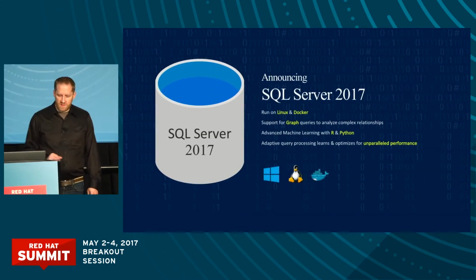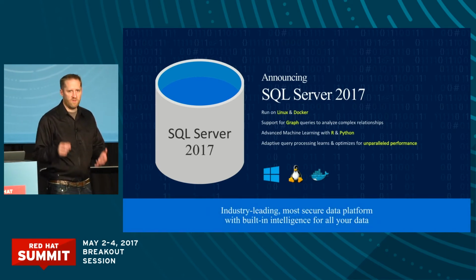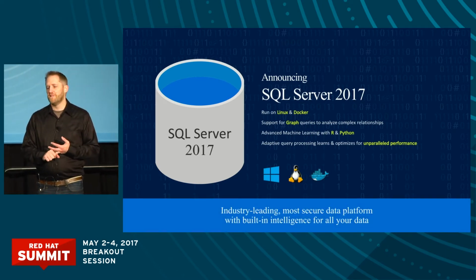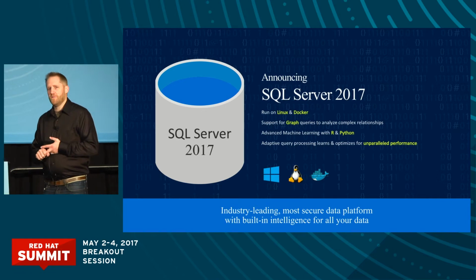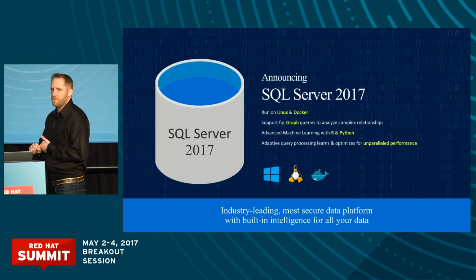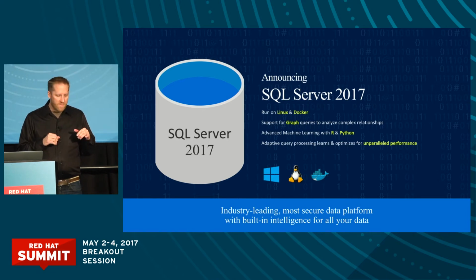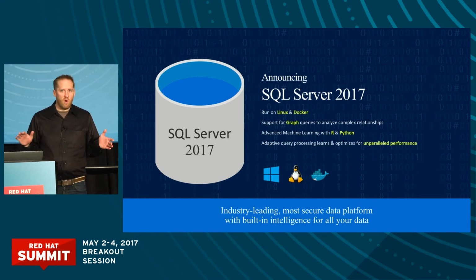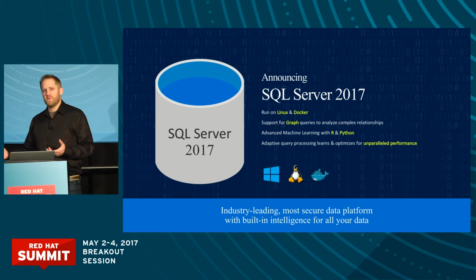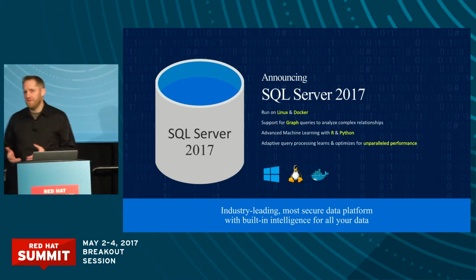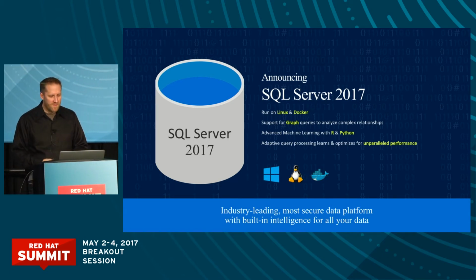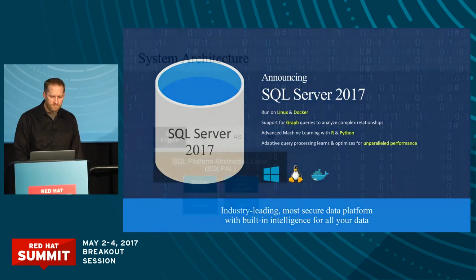So with SQL Server 2017, we're introducing support for Linux and for Docker containers. As I mentioned, we're adding support for graph databases. We're adding support for executing Python in your database. And we're improving the performance even more. So as I mentioned, SQL Server is already the fastest database on the planet. We're making it even faster. And I'll show you more about that here in a moment.